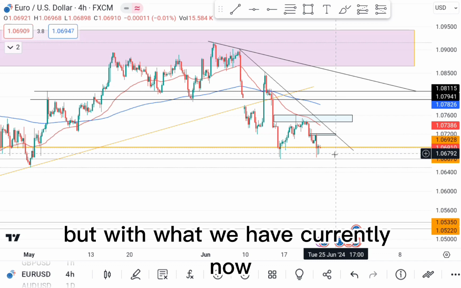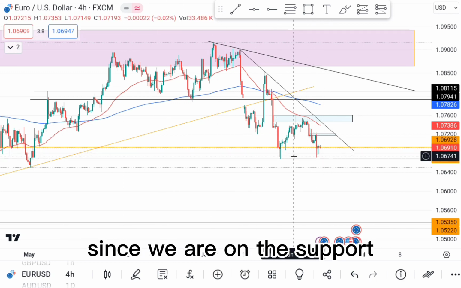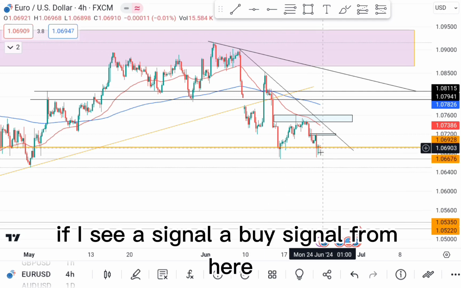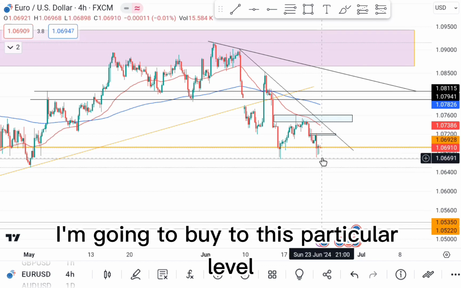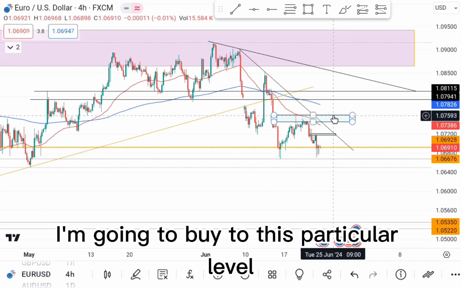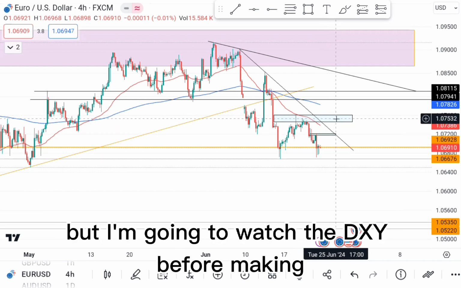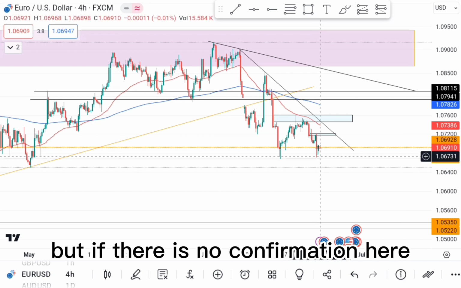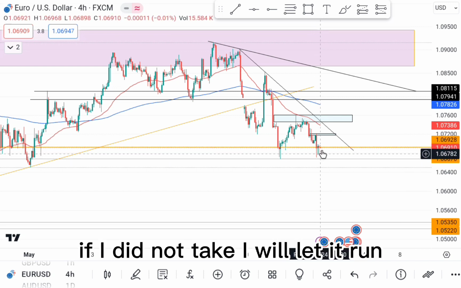But with what we have currently, what can you do? I can only look, since we are on a support and I'm seeing something like a double bottom here. If I see a buy signal, a buy confirmation from here, I'm going to buy to this particular level. But I'm going to watch the DXY before making that kind of decision. But if there is no confirmation here, then I will not take the buy. If I do not see it, I will let it run.